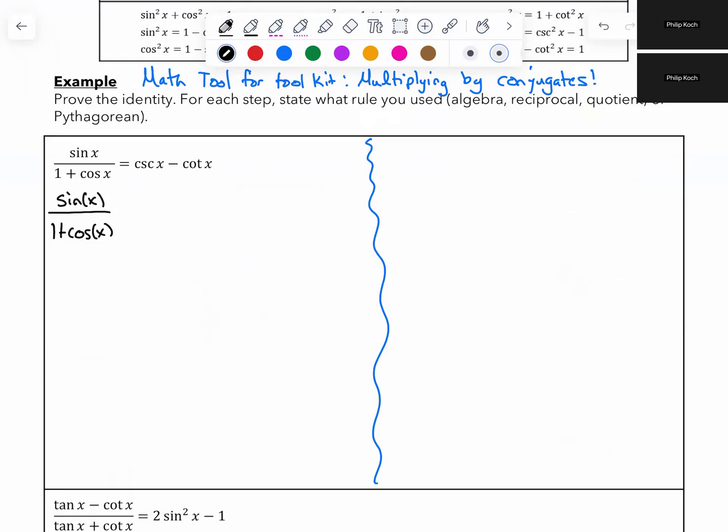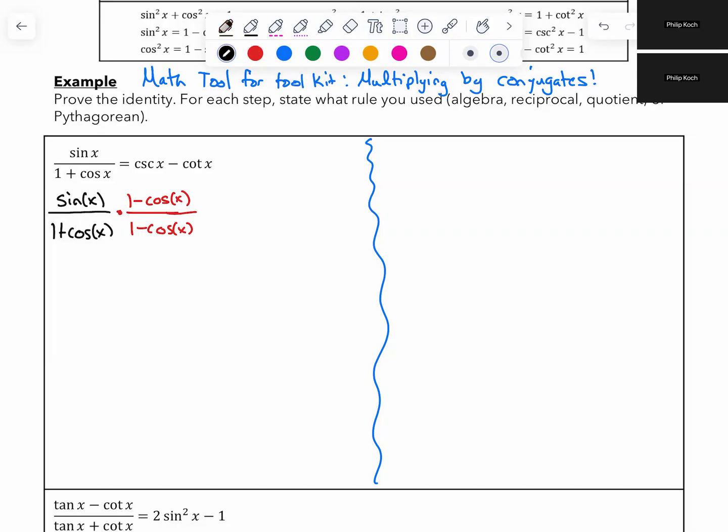So I see a 1 plus a cosine of x, and that's close, but that's not an identity because it's not a cosine squared. But I know about my conjugation. If I decide to multiply this by 1 minus cosine of x over 1 minus cosine of x, like that, I'm not doing anything illegal. I'm cleverly multiplying by 1. That will not change the equation at all.